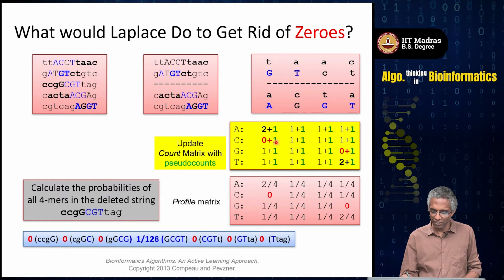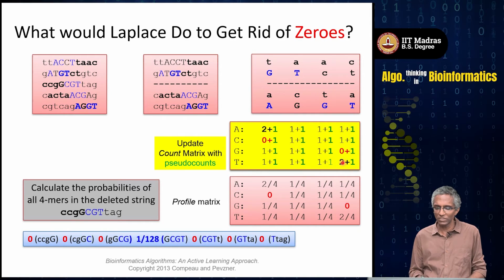So, you start out with an all ones matrix, that is your pseudo count, and the assumption there is that a priori every column already has 4 experiments that are done, and in each of those experiments you have observed an A, C, G and T.